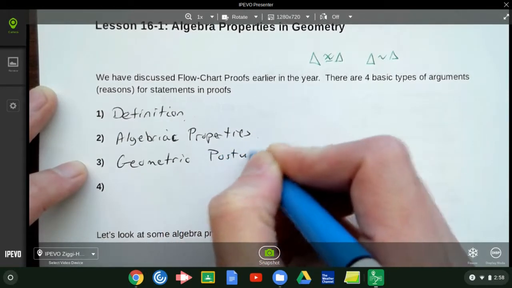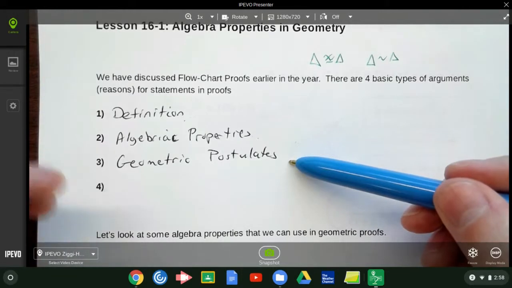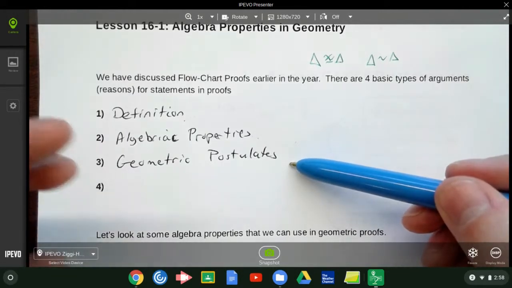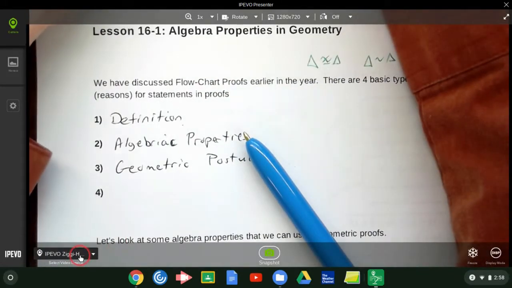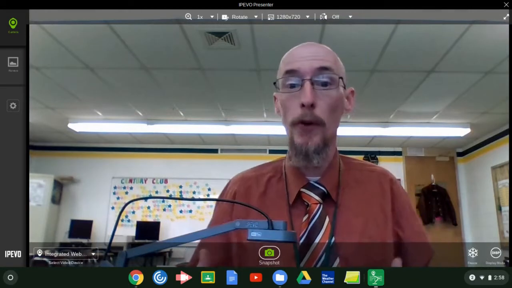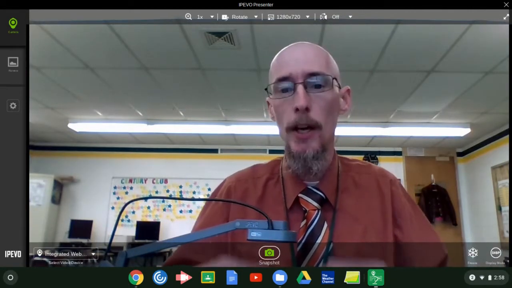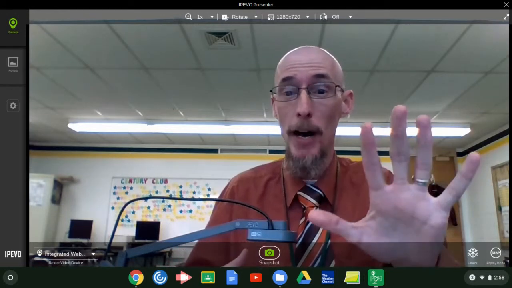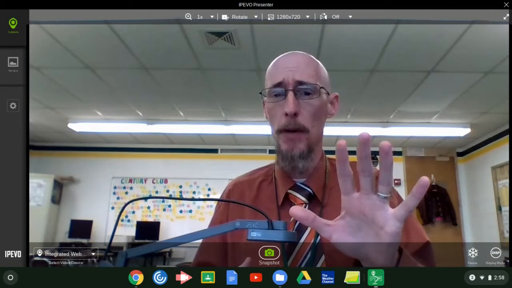postulates. Geometric postulates are things that we learned in geometry that just are what they are. They're the things that we're used to seeing. And a lot of that comes from back when we were first studying geometry. A gentleman by the name of Euclid, way back in the old days, was the one that came up with the 5 basic postulates of geometry, the 5 things that all geometry is based on.